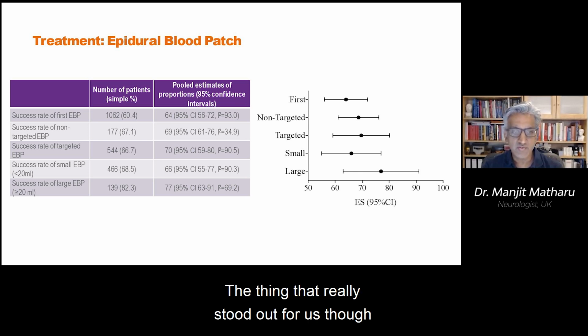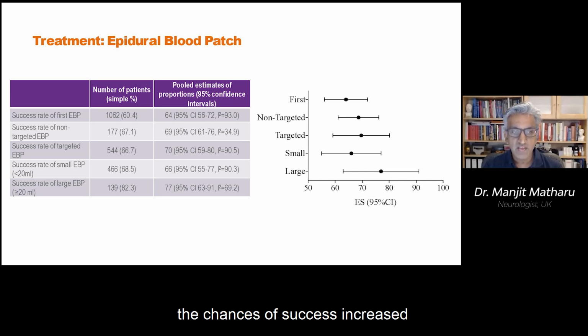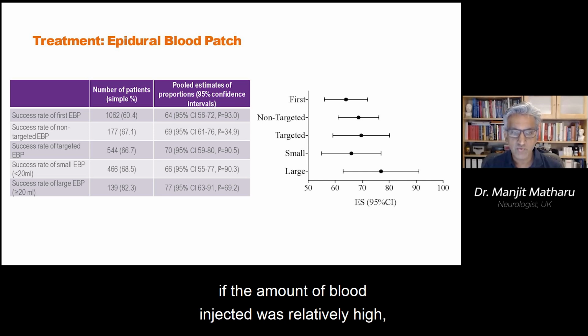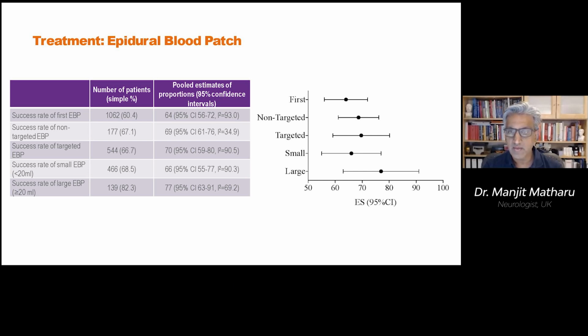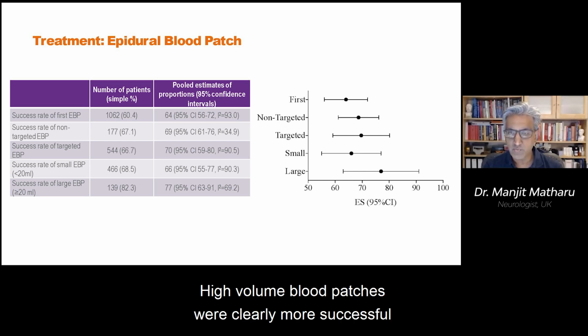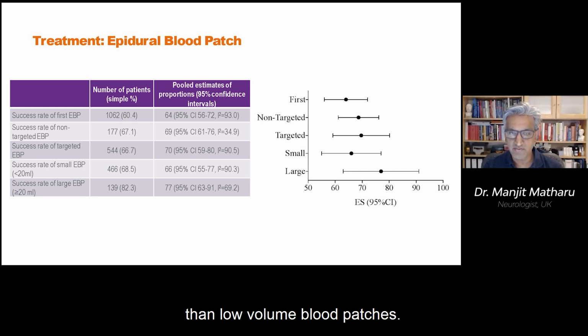The thing that really stood out for us, though, was that when an epidural blood patch was carried out, the chances of success were increased if the amount of blood injected was relatively high, high being defined as more than 20 mils. High volume blood patches were clearly more successful than low volume blood patches.